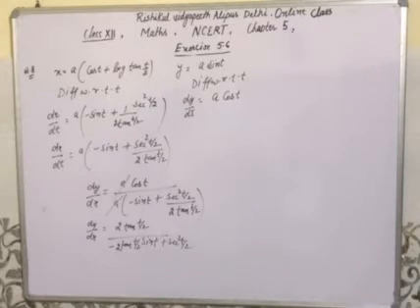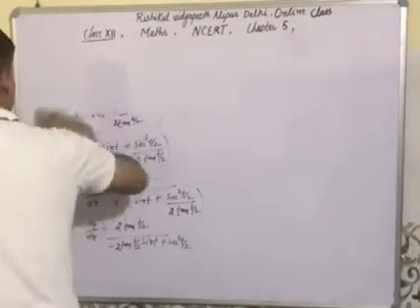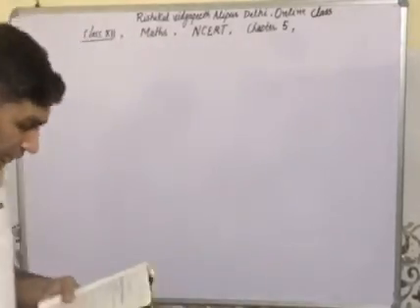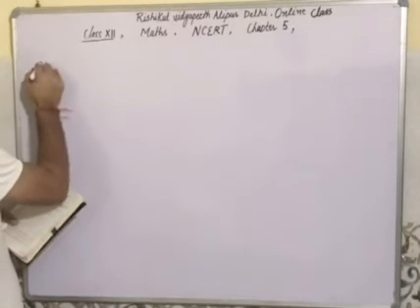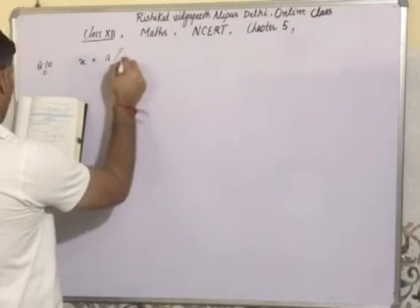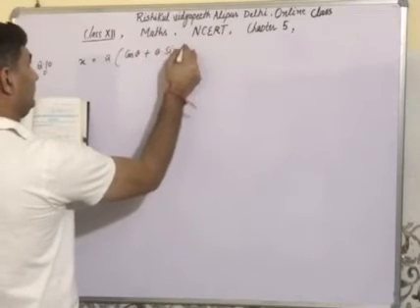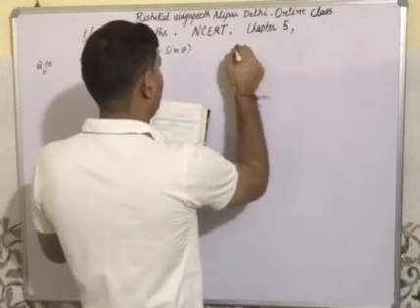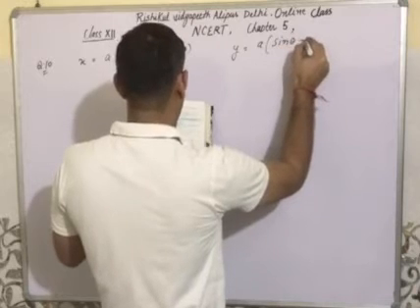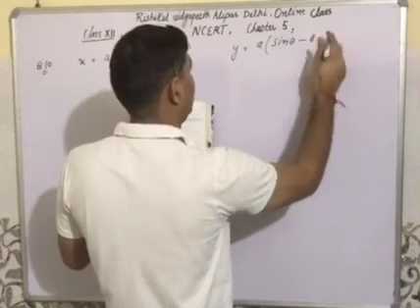Question number 9 you can do, and then question number 10. Question number 10: x is equal to a into (cos theta plus theta into sin theta), and y is equal to a into (sin theta minus theta into cos theta).